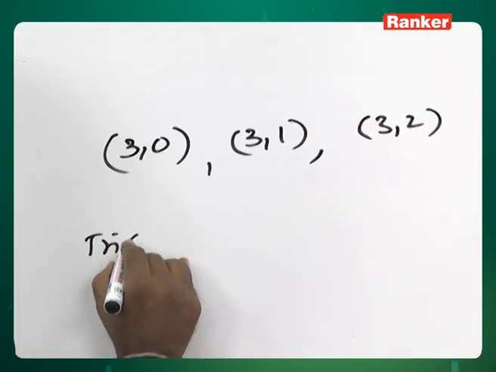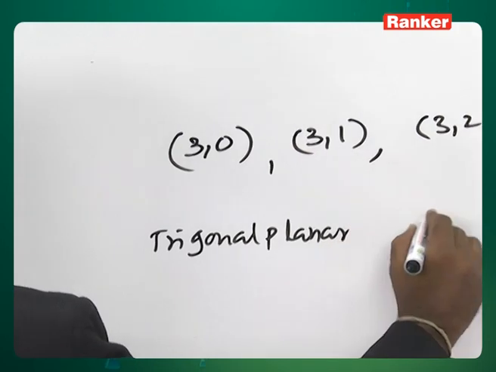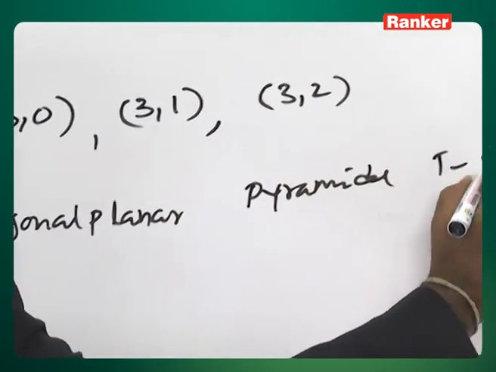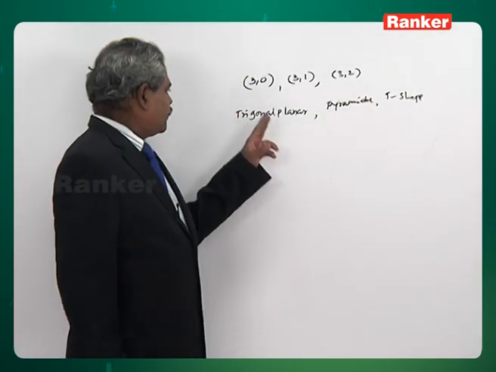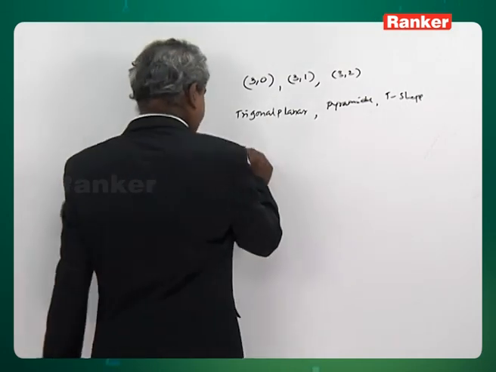Trigonal planar, pyramidal, T shape. Boron trifluoride. So how to find lone pairs?